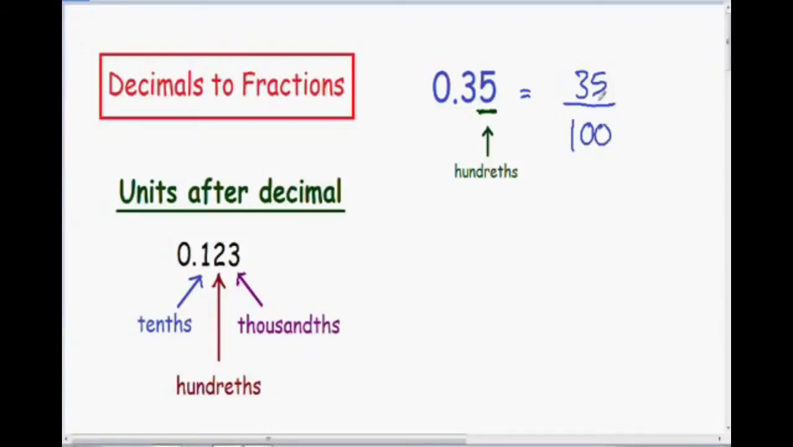Once you turn the decimal into a fraction, you always need to simplify or reduce into lowest terms. Notice how the 35 and 100 both can be divided by 5 evenly. So I'm going to divide both the top and bottom by 5. After we simplify this fraction, in the numerator we have 35 divided by 5, which is just 7. And in the denominator we have 100 divided by 5, which is 20. So the decimal 0.35 written as a fraction is 7/20.